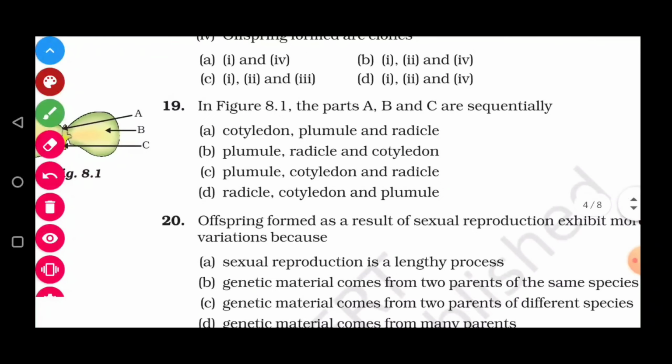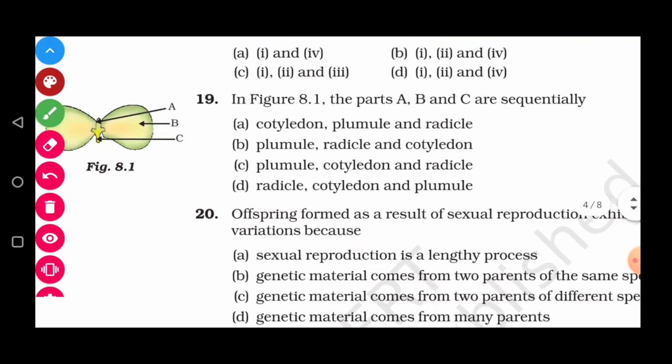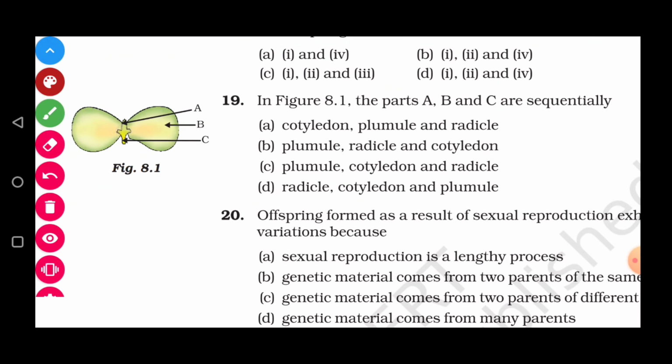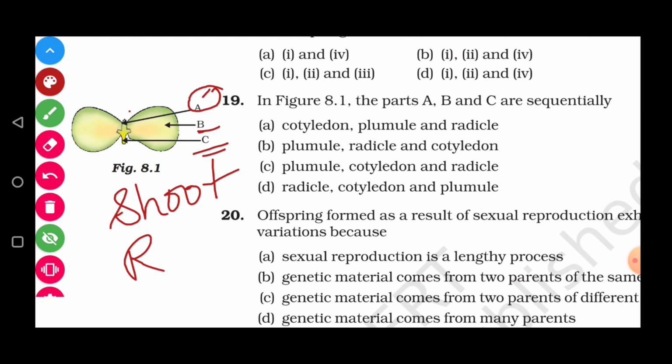In figure 8.1, one figure is given and we have to find out the correct sequence of A, B and C. We know that A is the part that is known as plumule, and this plumule will give rise to the future shoot. It does the work of forming the shoot. So from the A part, shoot formation will happen. The B part is the cotyledon which provides the nutrient, and the C is the radicle part which forms the future root. So the correct option is plumule, cotyledon and radicle. This is given in option number C. It will be the correct answer.